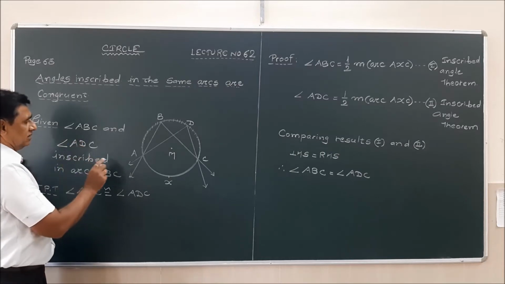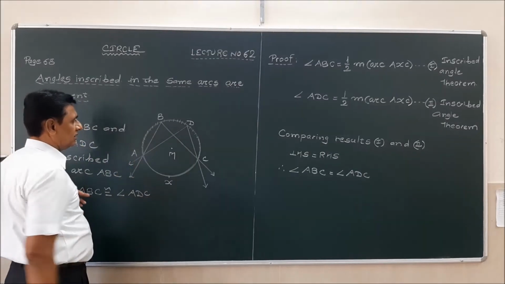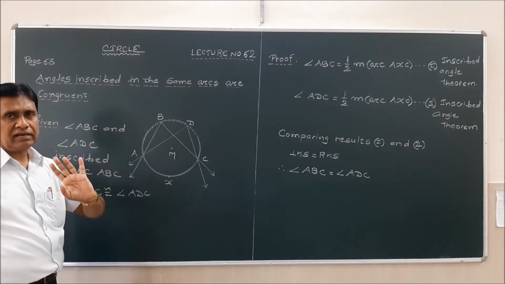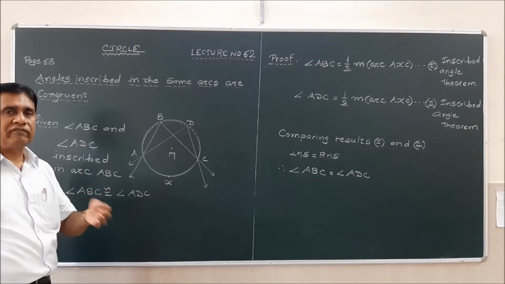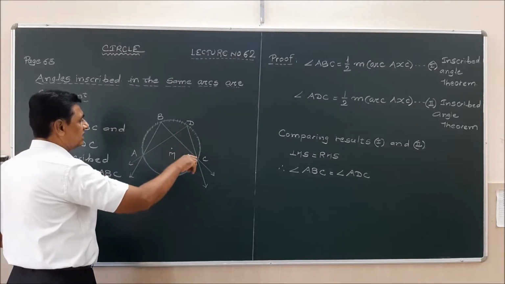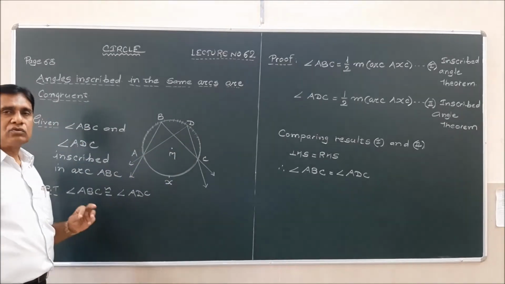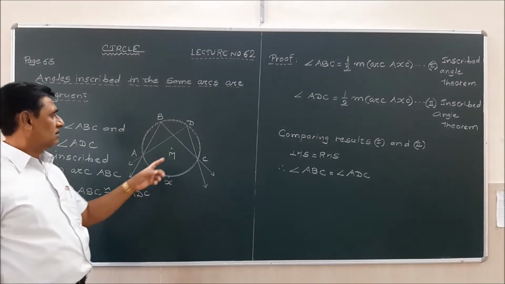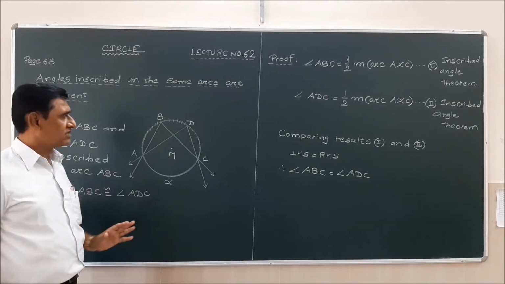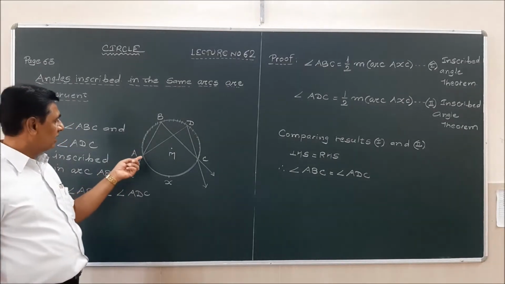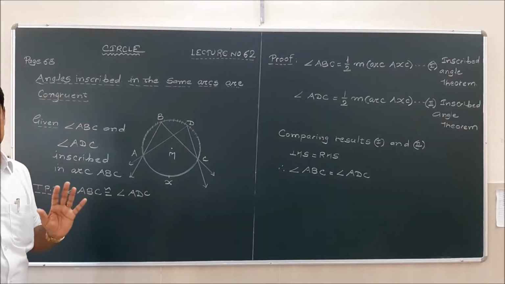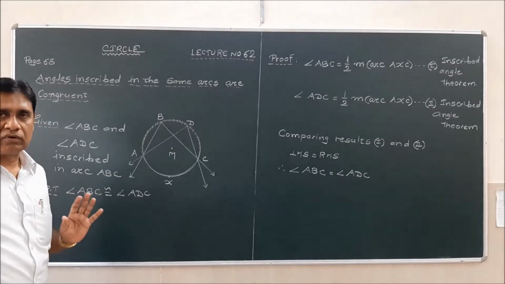Angle ABC. You will notice that B is lying on the circle, as per the definition of our inscribed angle. Likewise, the second angle is angle ADC. For angle ADC also you will notice the same thing, that vertex D is lying on the circle. So this is how the first condition is satisfied, that angle ABC and angle ADC are inscribed angles. I think this is very clear to you.